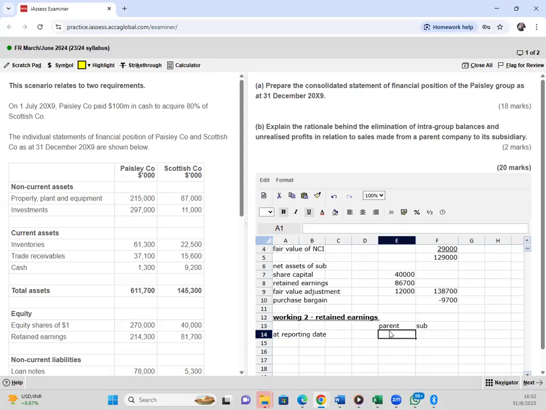At reporting date, we were given for the parent 214,300. For the subsidiary, 81,700. Then at acquisition, from the side of the subsidiary, we less the retained earnings at acquisition, which is the same amount here.